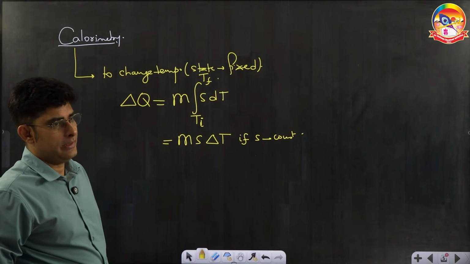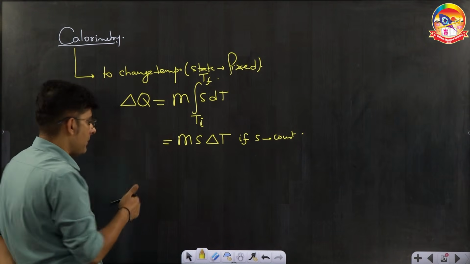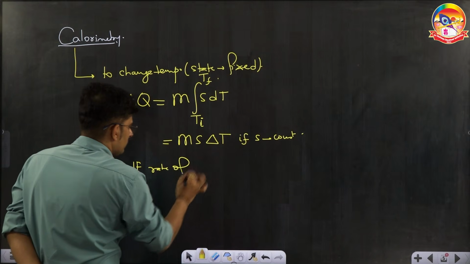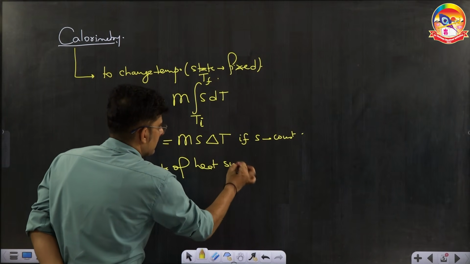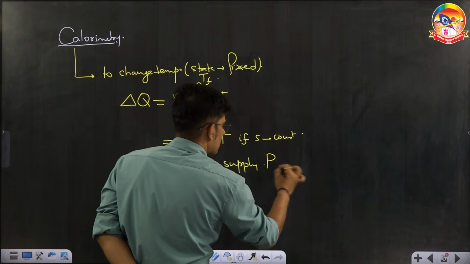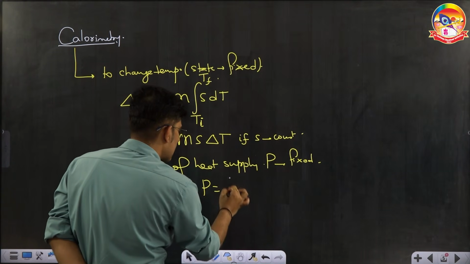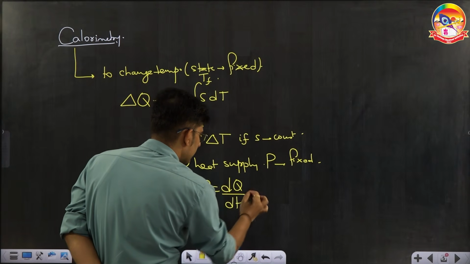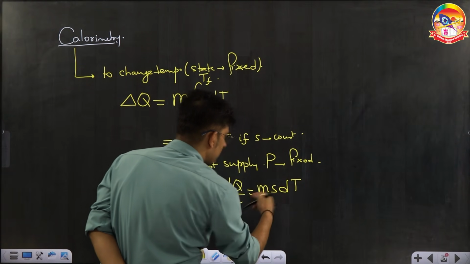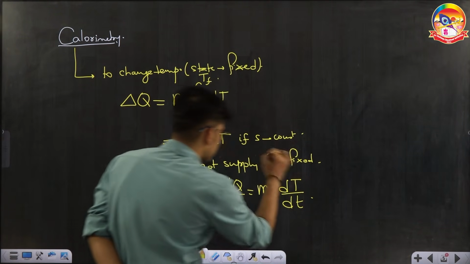Now here there is no change in state, that time we are using the term specific heat capacity. Understood? In such a case, remember one thing, if the rate of heat supply P is fixed, we can write P as dQ by dt, and dQ can be written as m s dT, mass into specific heat into change in temperature by time, this value.